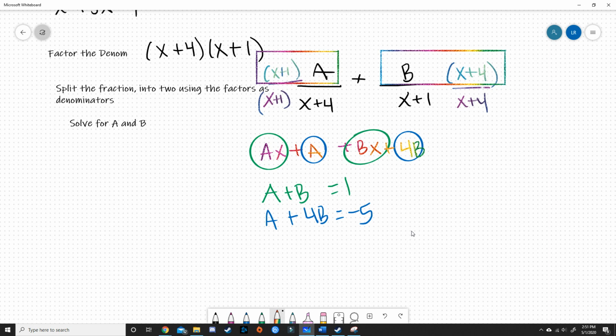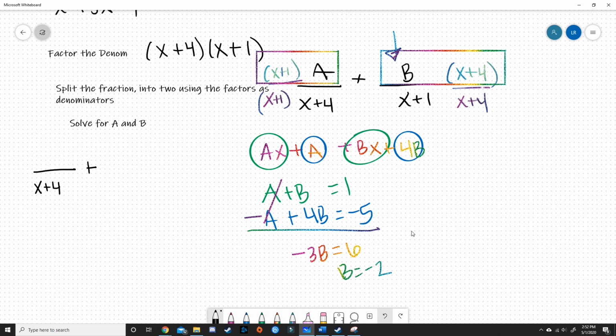And so let's go ahead and subtract these two. When we subtract, this cancels. This is going to be -3b. 1 minus -5 is 6. And so b equals -2. That means that I can replace this b here. So if I were to write this out, I'm going to have something over x plus 4 plus -2 over x plus 1.